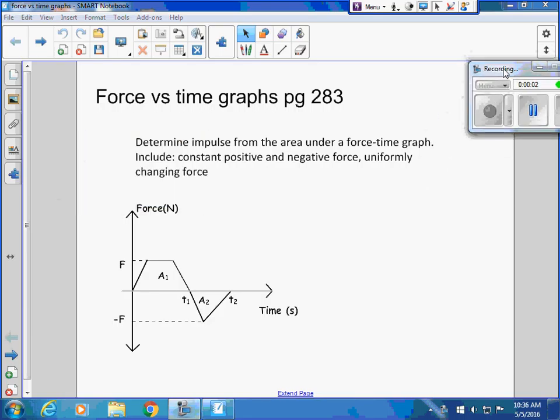Okay, so today we're looking at force versus time graphs again, page 283 from the textbook. We will determine the impulse and the area under a force time graph, including constant positive and negative force, and uniformly changing force.